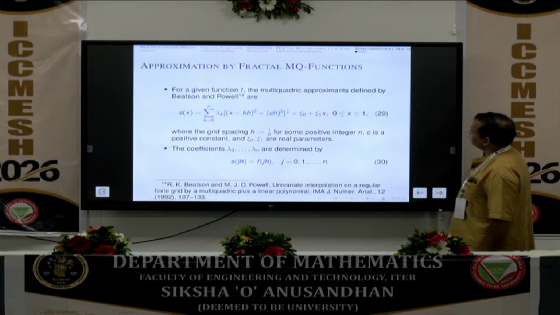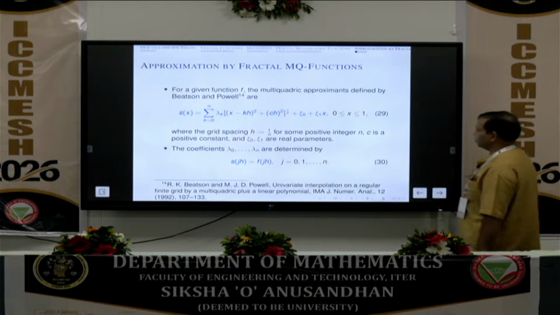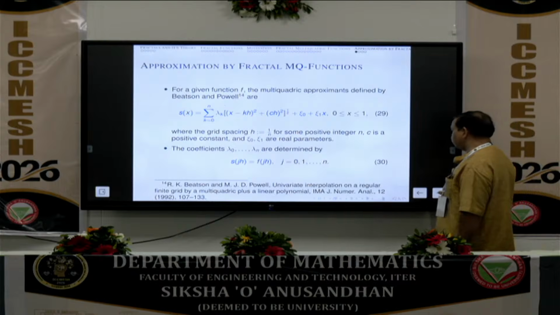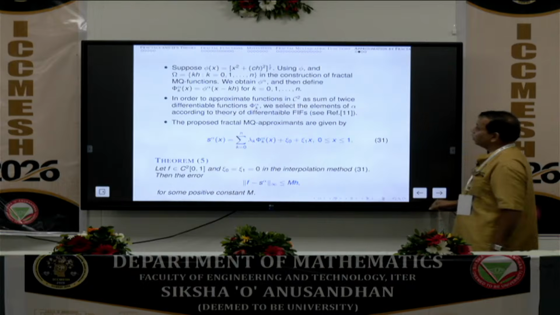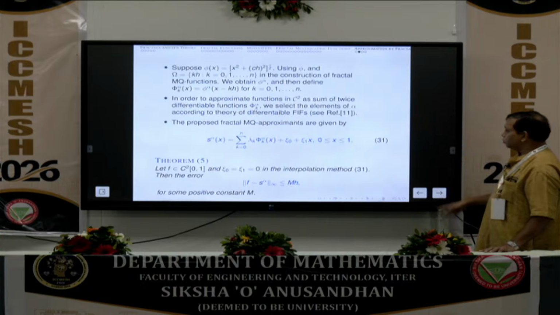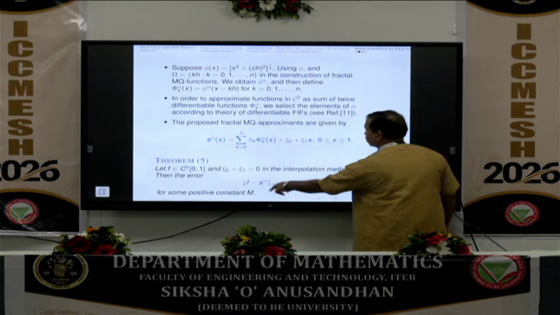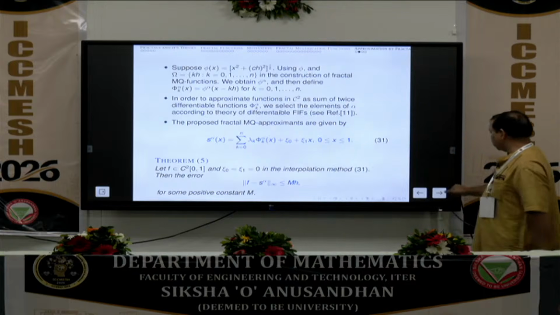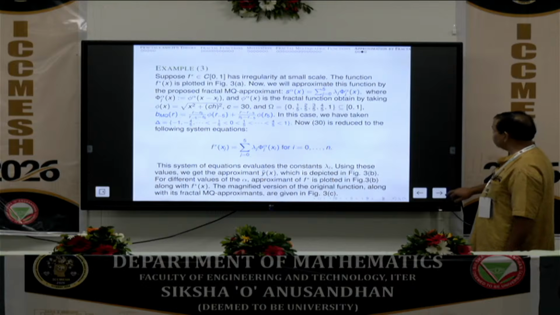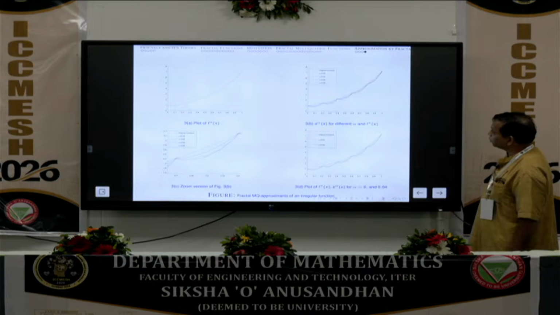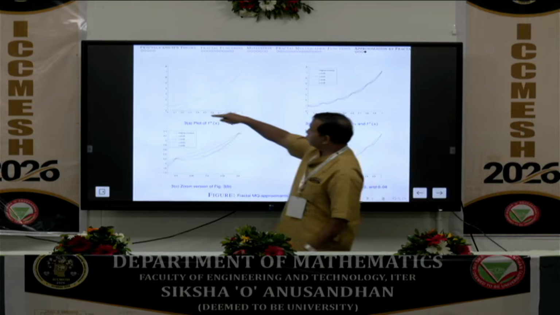So, similarly one can get the approximation. If any function is given, one can get the approximation. We use the classical method by Buhmann and Powell and we try to approximate this one. So, this is the radial basis function, and one can get the error to be of order h depending on the partition. Here also we have given an example, suppose f star is a very irregular function, then one can use the radial basis function. So, this is an irregular function.